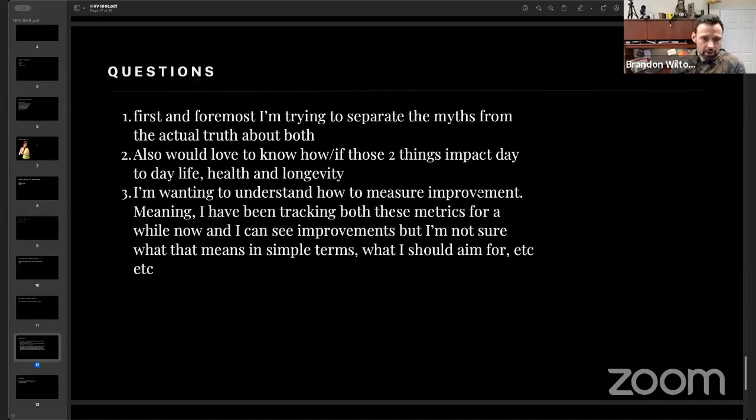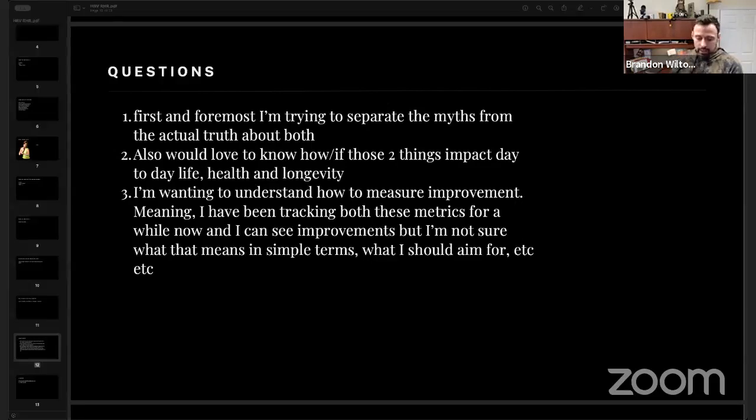I'm wanting to understand how to measure improvement, meaning I've been tracking both these metrics for a while and I can see improvements, but I'm not sure what that means in simple terms of what I should aim for. Yeah, and I think I answered this one too. Rather than talking about measuring improvement on this, what are you experiencing physically within your body, if anything, that you're trying to improve? What is your intention with using this wearable?